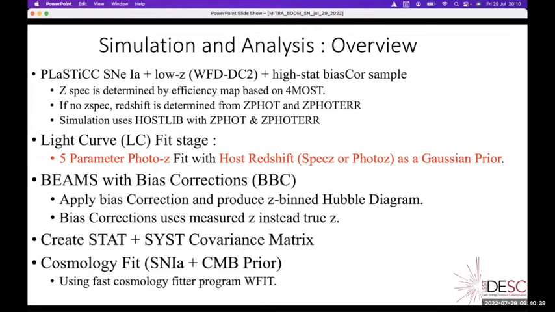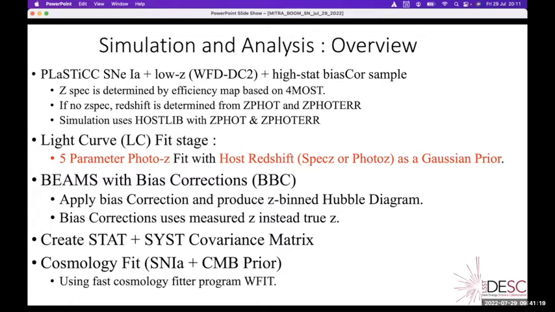Like I mentioned, SNANA has different stages of analysis, and one of the principal stages is the light curve fit stage. Like you heard in the previous talk, we used a 5-parameter photo-z fit with the host redshift as a Gaussian prior. It could be either spec-z or photo-z. Subsequently, one of the following steps would be the use of BBC, which is BEAMS with Bias Corrections stage. In this stage, we would apply the bias correction and produce the redshift-binned Hubble diagram.